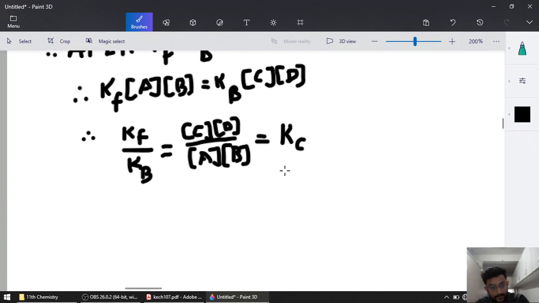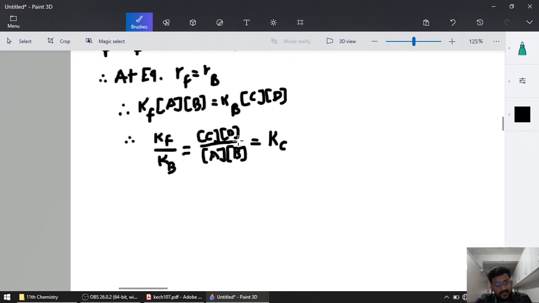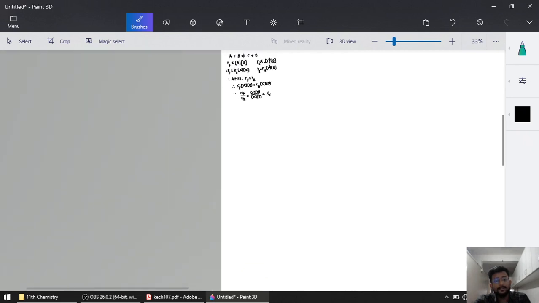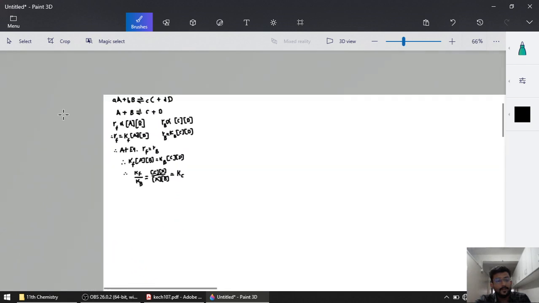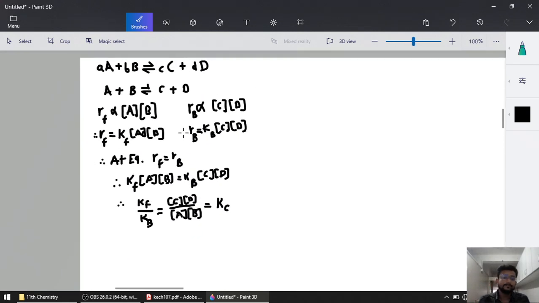concentration constant of equilibrium. So Kc has two formulas, Kf upon Kb and concentration of product divided by concentration of reagent. That is our first formula for this chapter, for this particular reaction. Look at this. This derivation is not included in your syllabus. They haven't given it in your textbook. So write it down in your book.